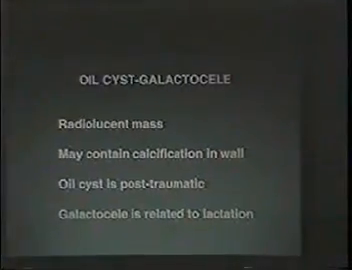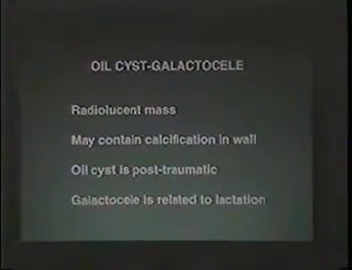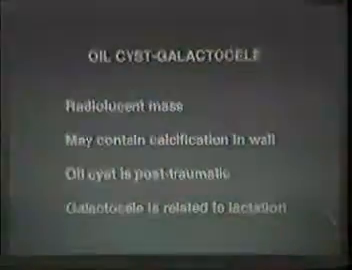Oil cysts or galactoceles look exactly the same on the mammogram. They are radiolucent masses. They look like this, or this, or this, or this. They look like what my residents, when they first look at a film, say: oh, it's a cyst. But it's not a cyst, because it's fat density, not water density. There may be calcium within the wall of an oil cyst or a galactocele. An oil cyst is post-traumatic, and a galactocele is related to lactation, so it's on the basis of the history that we make the differentiation. On the 90-degree lateral film, you may in fact see a fat-fluid level in these masses.